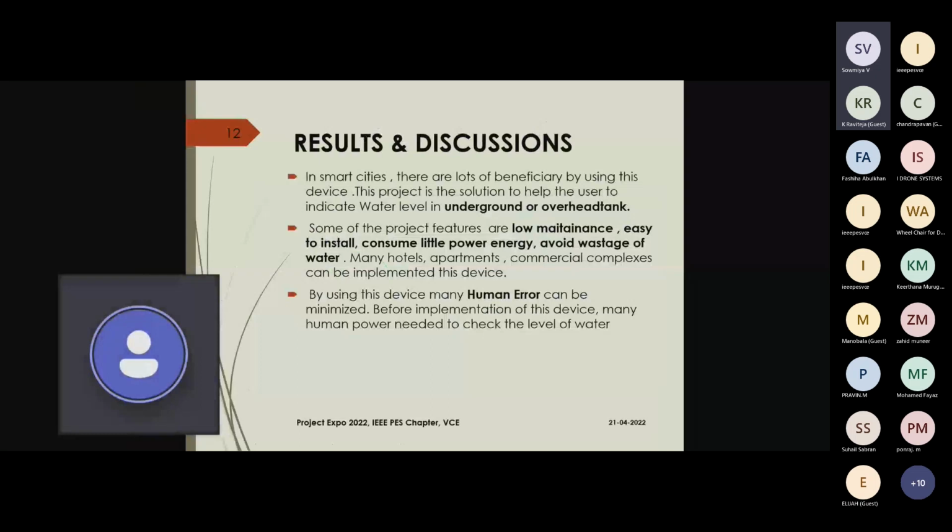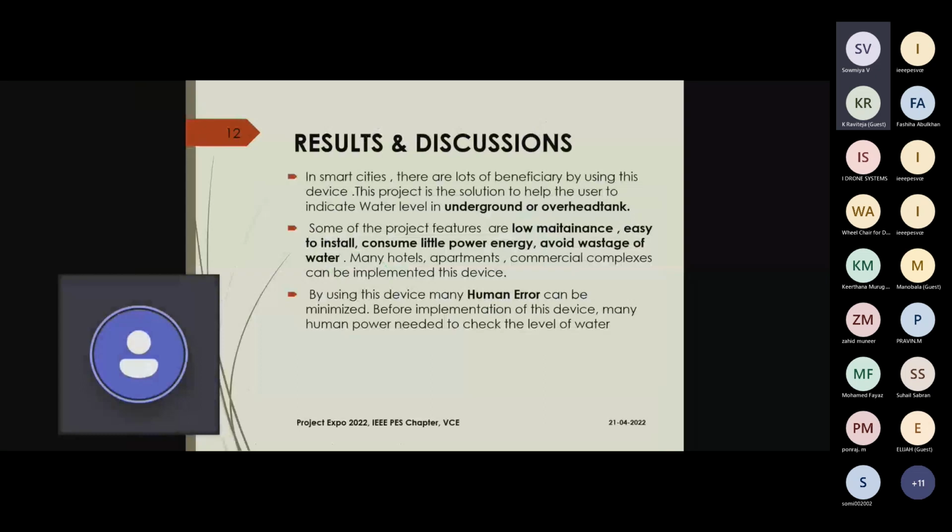In small cities, there are a lot of beneficiaries by using this device. This project is a solution to help the user to indicate the water level in an underground or overhead tank. Some of the project features are low maintenance, easy to install, consumes little power, and avoids wastage of water.